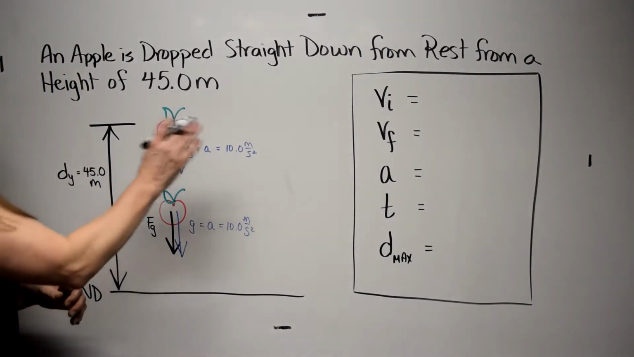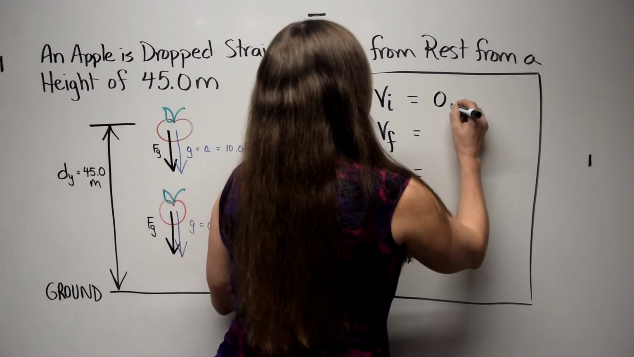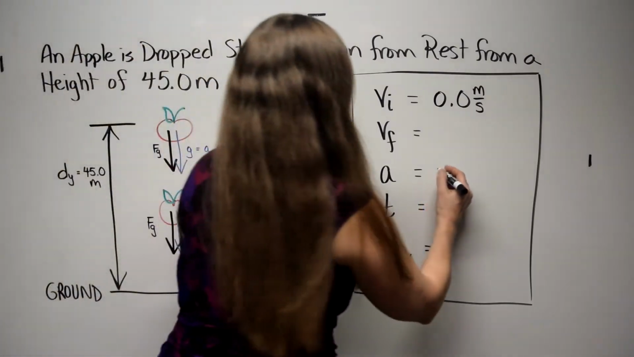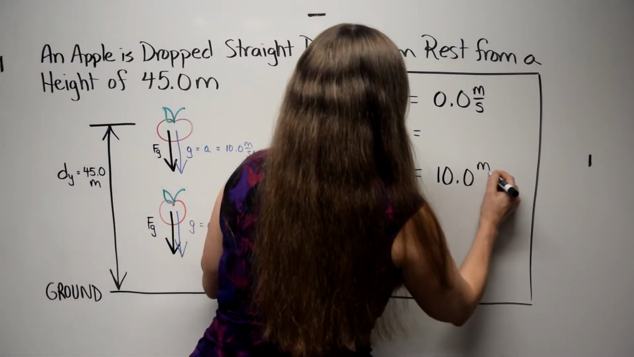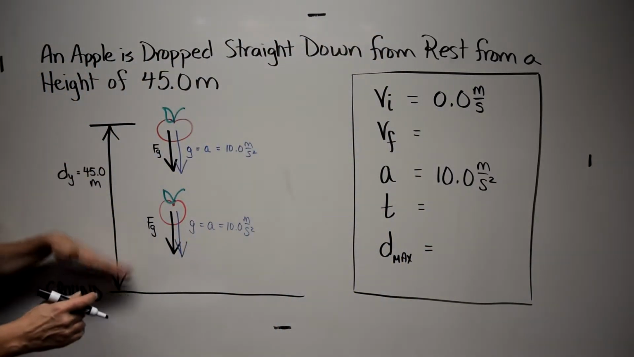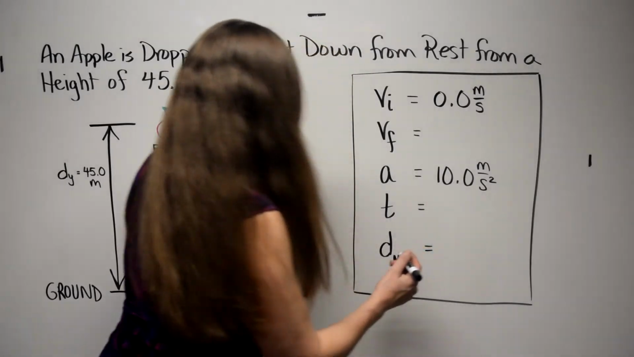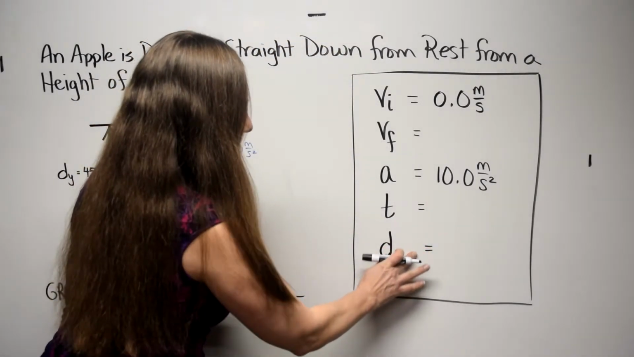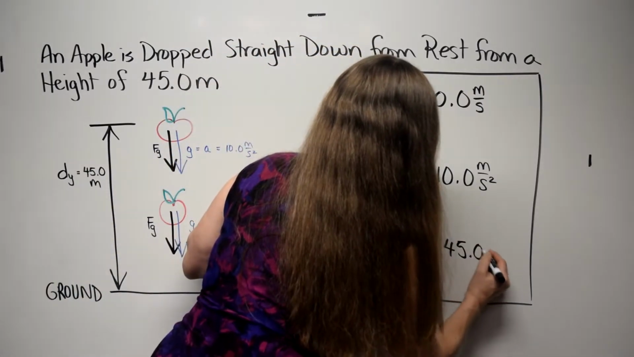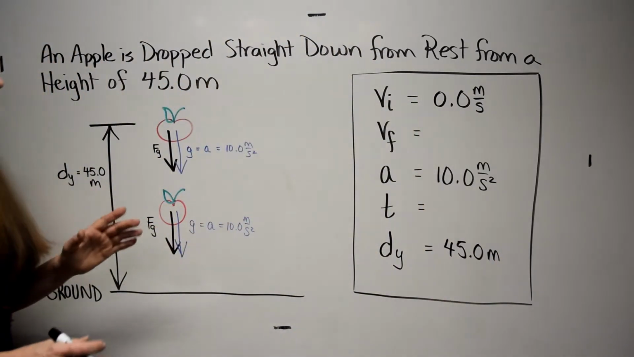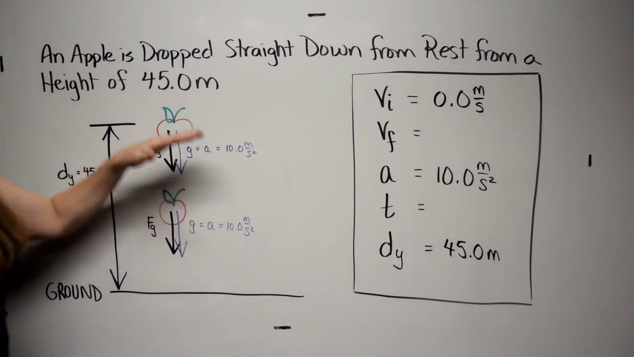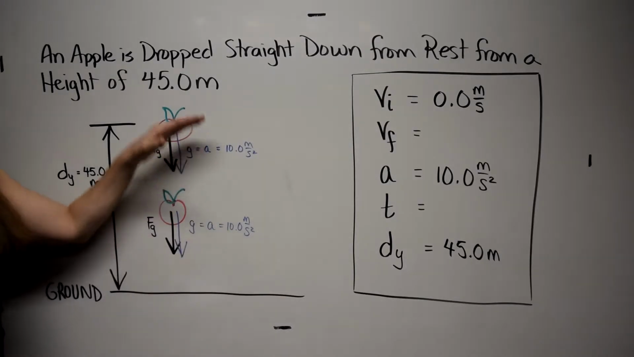All right, now, the initial velocity was 0 meters per second. We know that the acceleration is 10 meters per second squared. We know that dy, or the maximum height, we call it dy here, or d max, is 45 meters. So what we'd like to know is what is the speed when the apple hits the ground, and how long does it take?